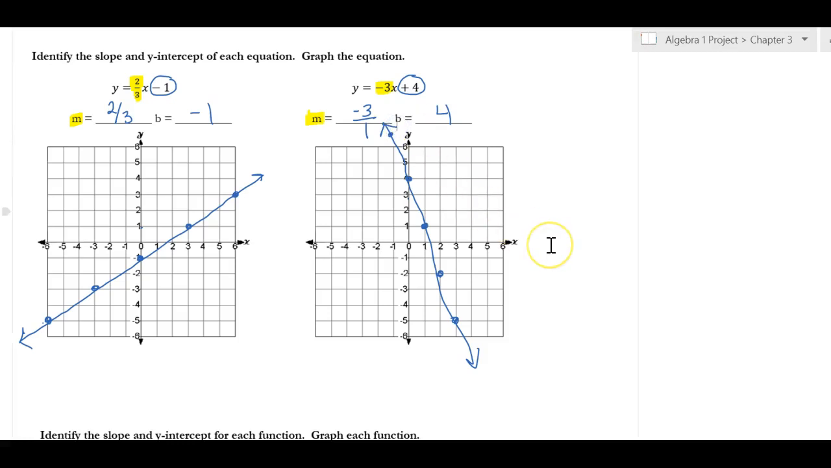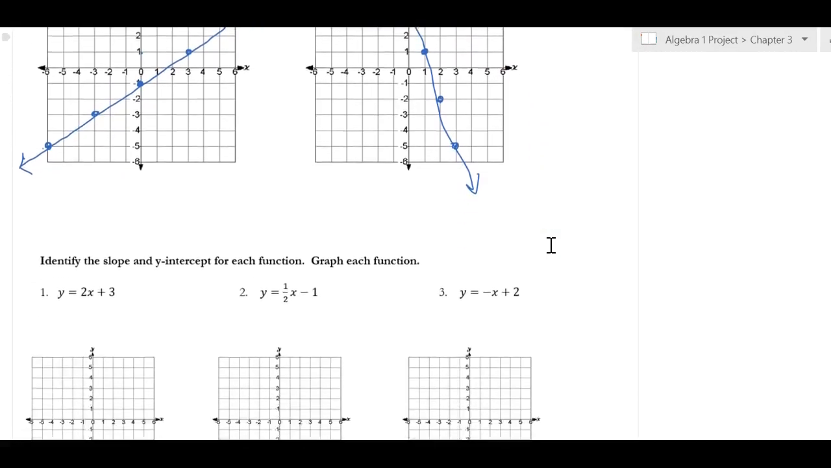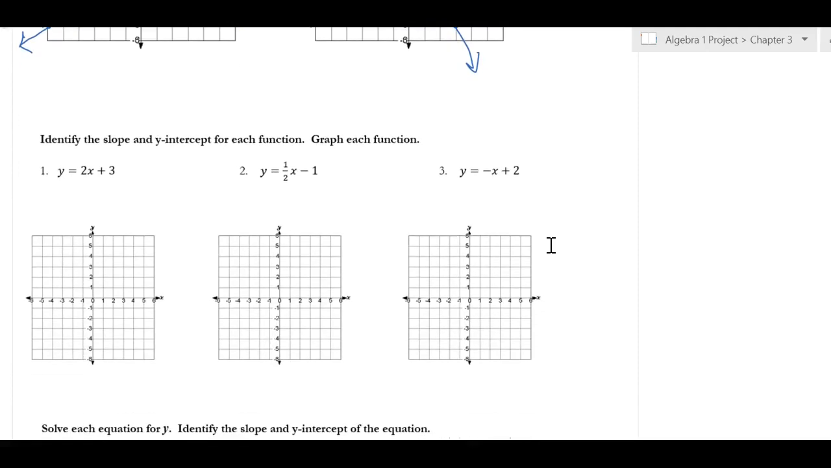All right, so now I would like you to try and do numbers 1, 2, 3 on your own. So identify your m, your b, and then graph it. And when you think you have it, go ahead and press play.